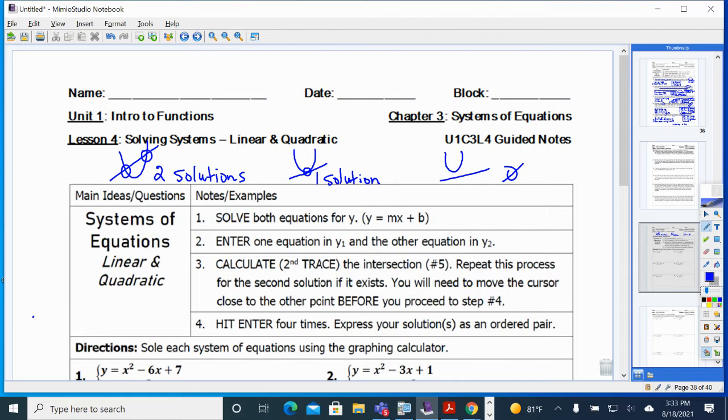You're going to need to look at your graph because we're going to solve this by using the graphing calculator. You're going to look at the graph and interpret what's there. So the steps here tell us to solve both equations for y. Make them both say y equals. One of them is going to say y equals mx plus b. The other one's going to be y equals ax squared plus bx plus c. So you need the y by itself. Second step says to enter one equation in y1 and the other equation into y2. Then you're going to need to hit graph.